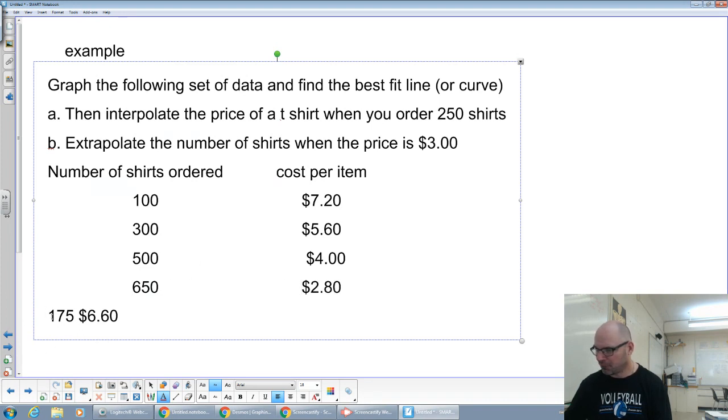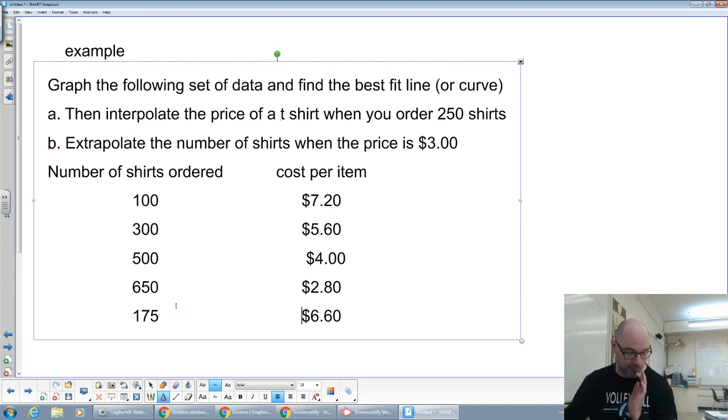You're writing it down, I'm fixing it up. You'll notice I didn't go in order, I mostly went in order and then threw one in at the end there. Okay, so there's my graph. It says, interpolate the price of a t-shirt when you have 250 shirts. Extrapolate the number of shirts when the price is $3. So we have to first say what interpolate means and what extrapolate means. We're going to do a best fit line. I hope this is a line, because if it's a curve, oops, I think it's a line.